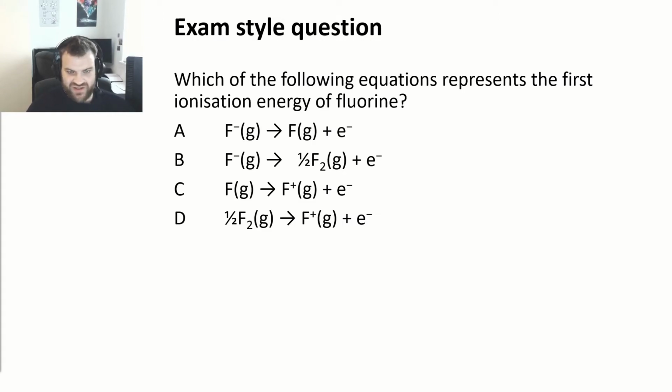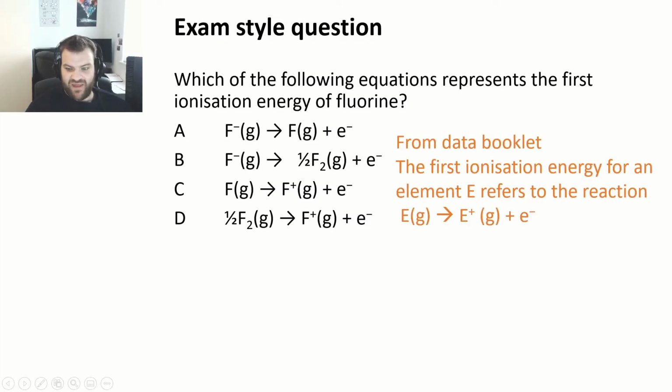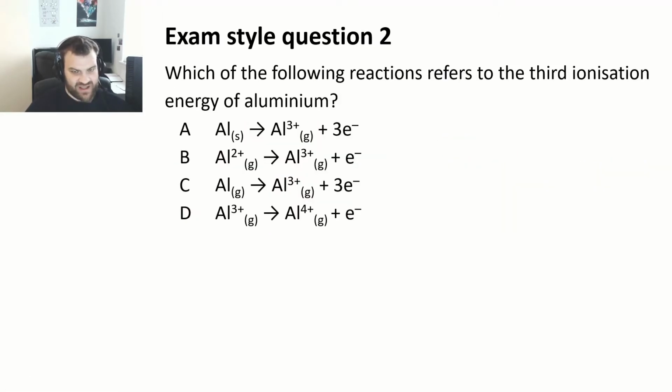In terms of what kind of questions we can get for this, you can be asked to identify which equation represents, in this case, the first ionization energy of fluorine. When we go to the data booklet, it tells us that E going to E plus an electron is the equation for this, and all we have to do is substitute in F instead of E, and we get our answer of C.